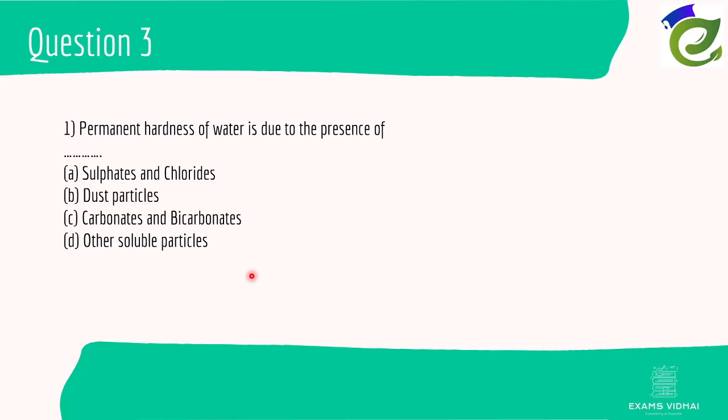So the answer for this is sulfates and chlorides. You remember that I've given you four elements that are responsible for hardness of water: magnesium, calcium, sulfates and chlorides. So you've got to remember these four names that are responsible for permanent hardness of water.